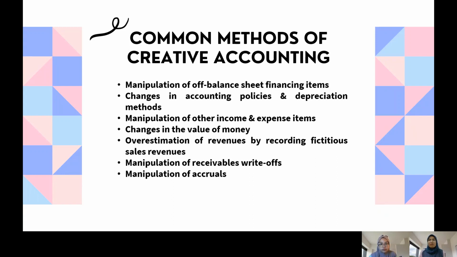So basically overestimate revenue ni banyak sangat digunakan. Sebagai contoh, kalau kita tengok Enron punya skandal, dia jatuh pun disebabkan oleh diorang punya manager yang overestimate revenue. Maksudnya revenue tu dia tak dapat pun lagi, dia tak earn pun lagi revenue tu, tapi diorang dah masukkan dalam diorang punya financial statement, which led to diorang punya bankruptcy lah sebab banyak sangat difference dengan yang sebenar. And then manipulation of receivables write-offs and also manipulation of accruals.